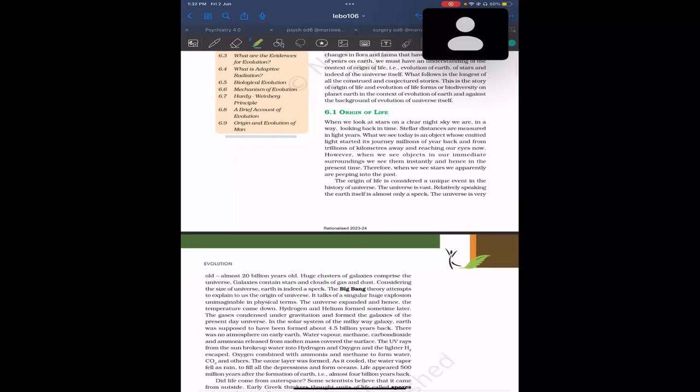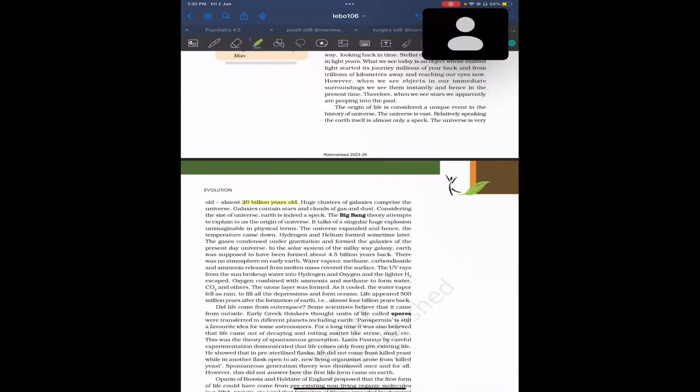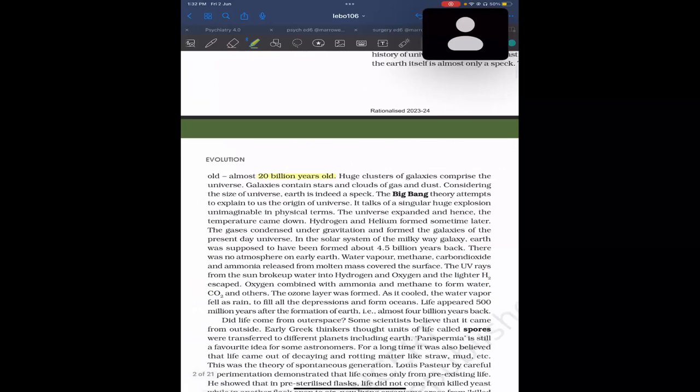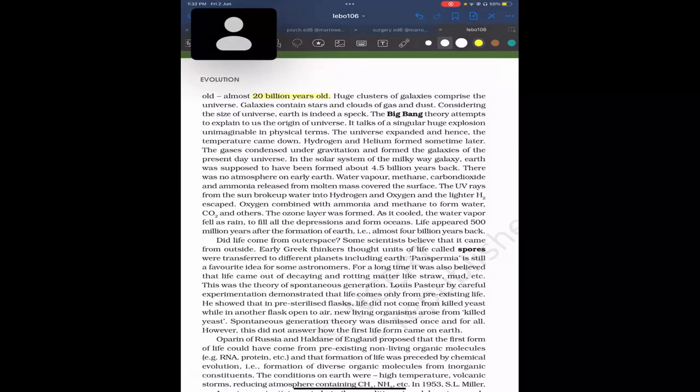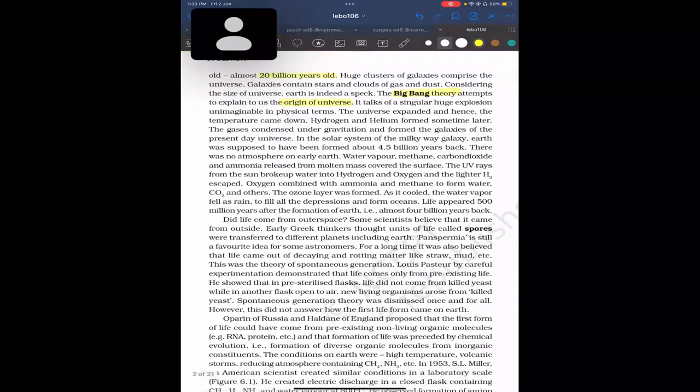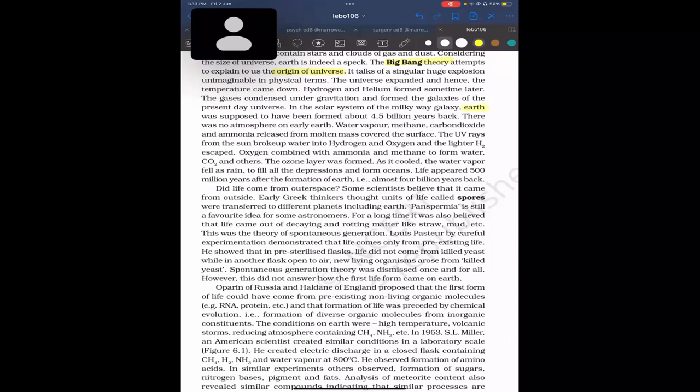सबसे पहले तो ये याद रखना है कि ऑलमोस्ट 20 बिलियन इयर्स ओल्ड है यूनिवर्स, एक ये डेटा हो जाता है. एंड देन सेकेंडली वी विल गो टू बिग बैंग थ्योरी. फिर आता है बिग बैंग थ्योरी का, जो बिग बैंग थ्योरी है वो ओरिजिन ऑफ यूनिवर्स को एक्सप्लेन करती है. देन वी गो टू द नेक्स्ट डेटा, दैट इज अर्थ. अर्थ अराउंड 4.5 बिलियन ईयर्स पहले बनी थी.